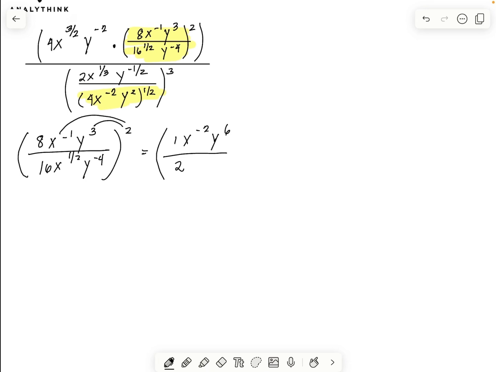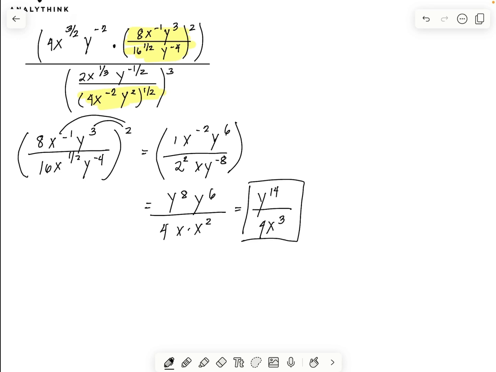power of a product rule. So we multiply this, and then you have 1 half, 2 squared, x, y raised to negative 8. And then simplifying this, you have y raised to 8, y raised to 6 over 4x times x squared, right? So we come up with this term, y raised to 14 over 4x raised to 3. So this is the simplified version of that first one inside the parentheses.